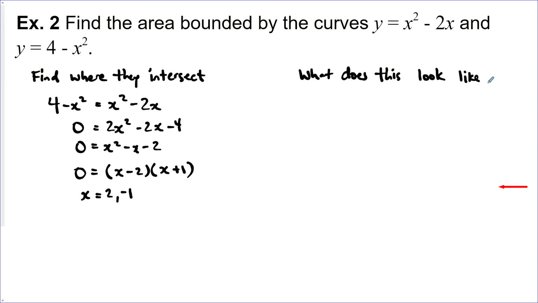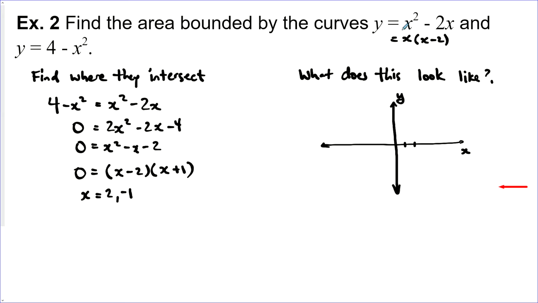And then we can tell which one's on top and what bound we're talking about here. So this is my y. Here's my x-axis. This one here, let's see, factor out an x and I get x minus 2. So I've got x-intercepts at 0 and positive 2. And that's going to be where actually they both intersect.